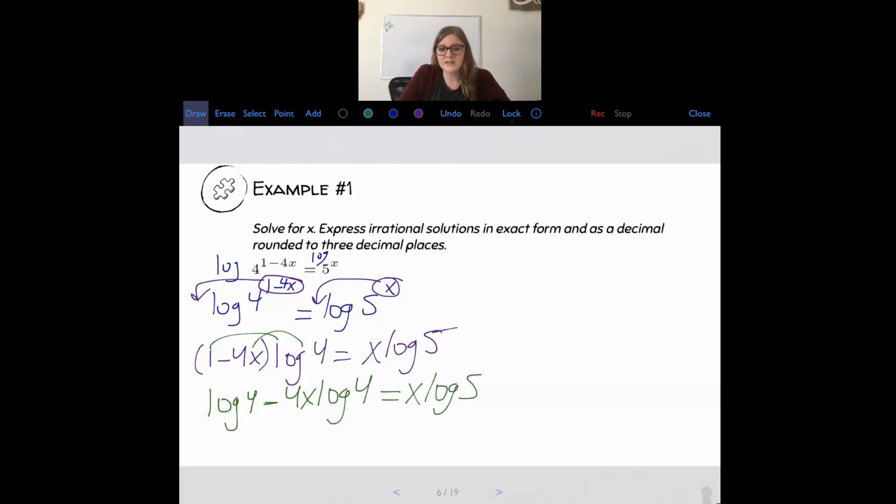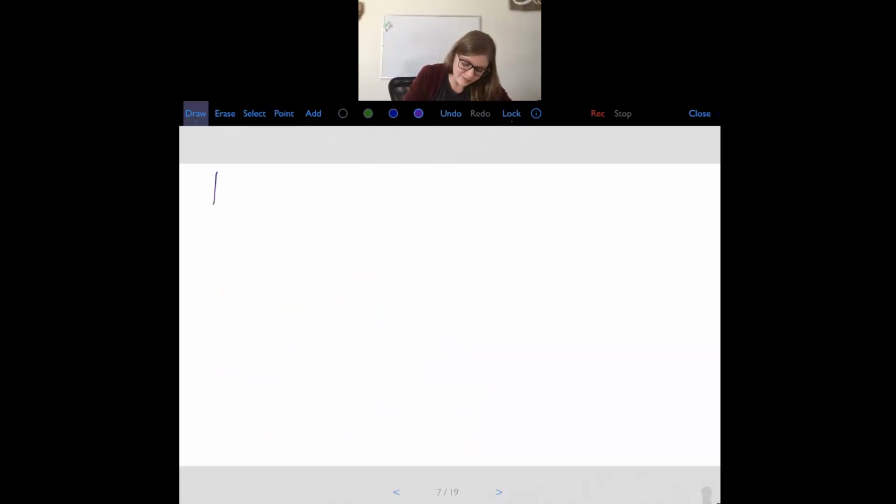Okay. So now what we need to do, since we're just working with x to the first power, we can solve this like we would a linear equation where we need to get our x's together. So we add 4x log 4 to both sides. Okay, now these don't combine. Log 5 and x log 5, 4x log 4 doesn't become one thing because we have 5 on the inside of one and 4 on the inside of the other. It's like adding apples and oranges, okay? You just have apples, you just have oranges. So on the next slide, I'm going to write what we have. We have log 4 is equal to x log 5 plus 4x log 4.